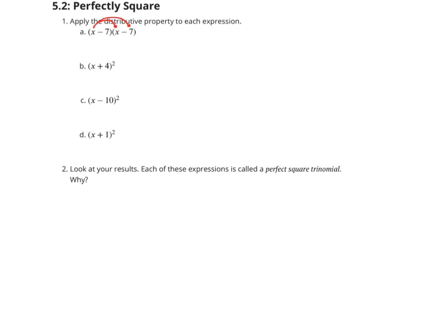Using the distributive property, just like we did in the previous problems, both distributing the x and then distributing the negative 7, we end up with an x squared. We end up with a 49, and we also end up with a negative 7x and another negative 7x.